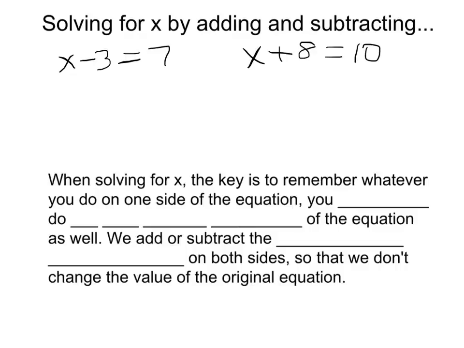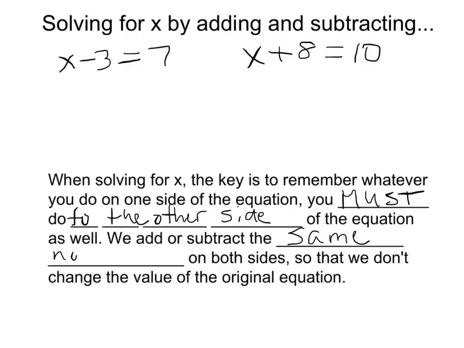When you're solving for x, the key is to remember whatever you do on one side of the equation, you must do to the other side of the equation as well. Now we add or subtract the same number on both sides so that we don't change the value of the original equation.